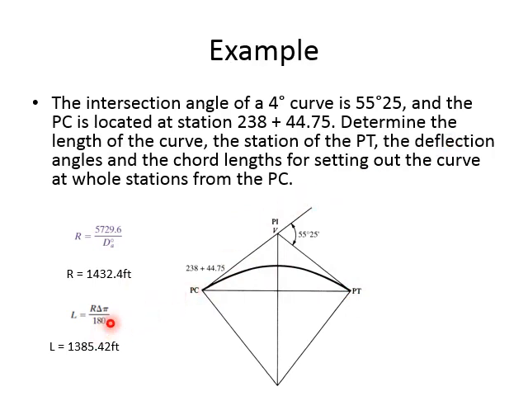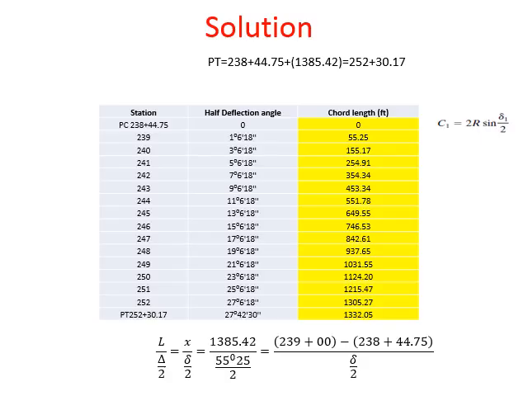Now to find out the length, I have this equation, and in this equation I have delta, but I need a value of R. And for getting the value of R, I have this equation between radius and degree of the curve. Since the degree of the curve D is given, 4 degrees here, so I will put D as 4 degrees, and you will get the value of R this much. Then using this value, you will calculate the length of the curve, which is 1385.42 feet.